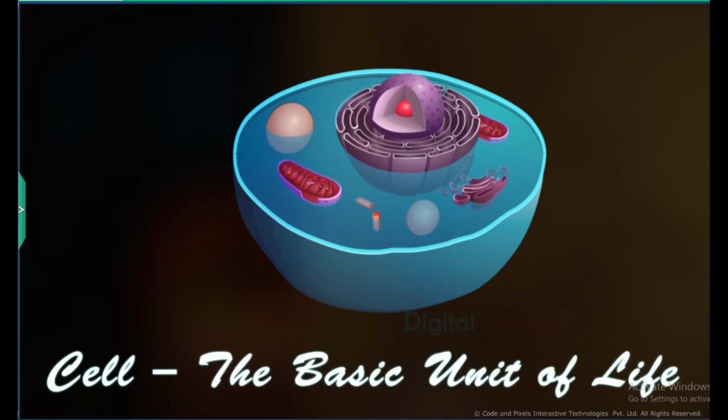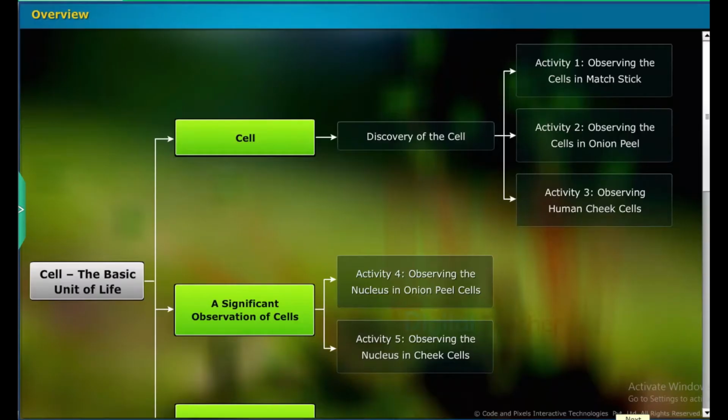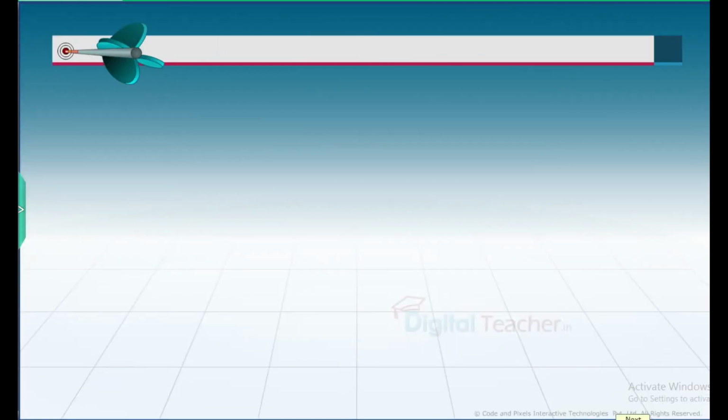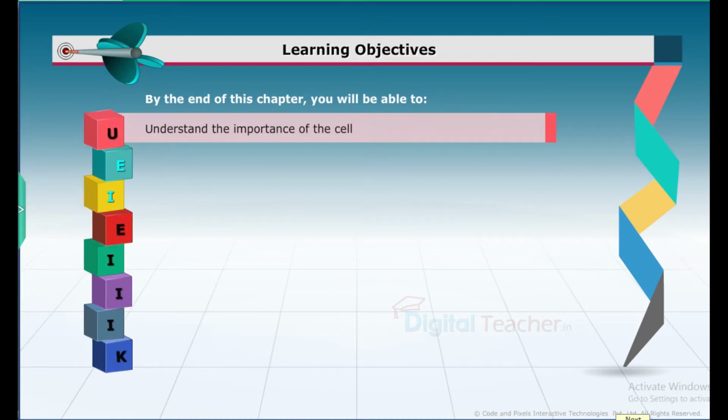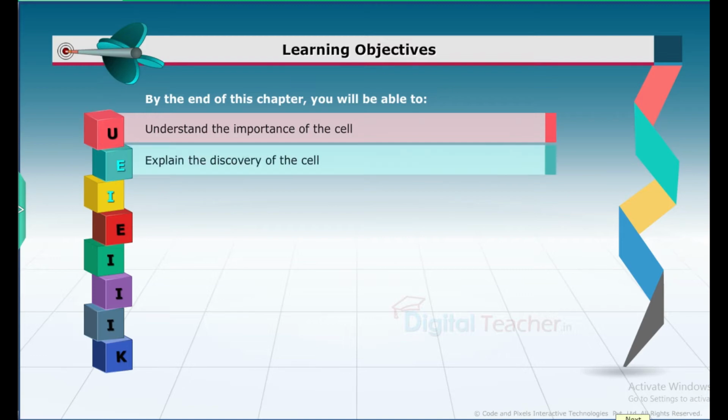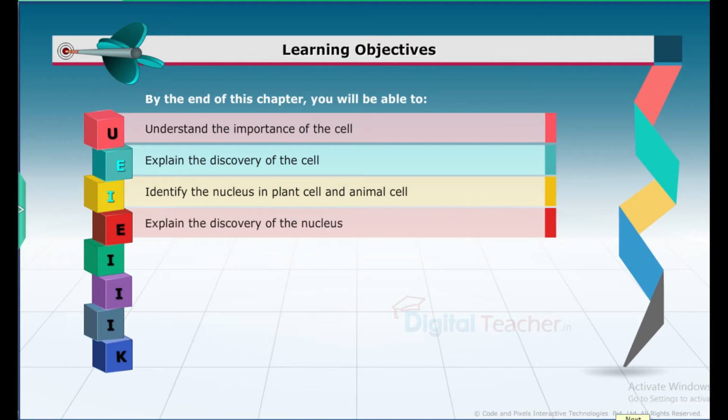Welcome to the chapter Cell, the basic unit of life. This slide presents the overview of the chapter. Learning objectives. By the end of this chapter, you will be able to understand the importance of the cell. Explain the discovery of the cell. Identify the nucleus in plant cell and animal cell. Explain the discovery of the nucleus. Interpret the diversity in cells.